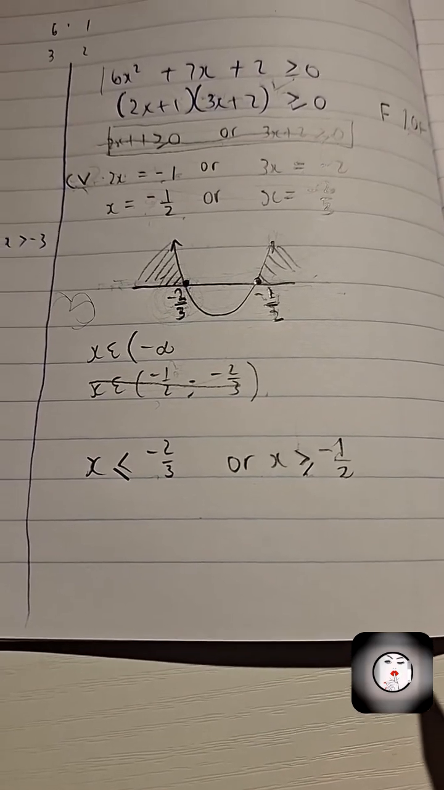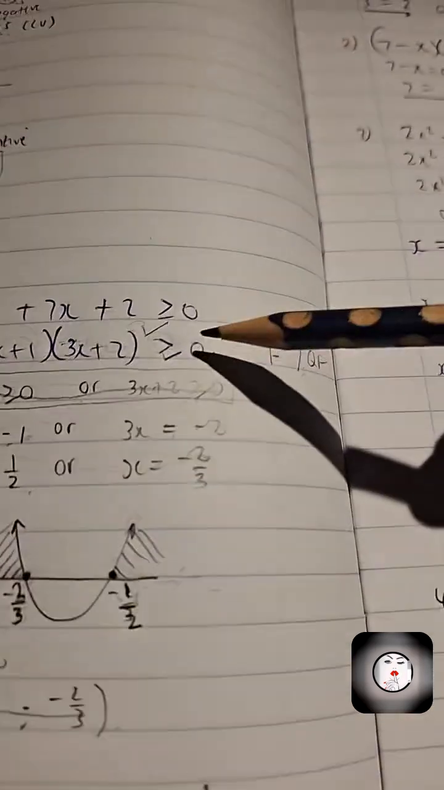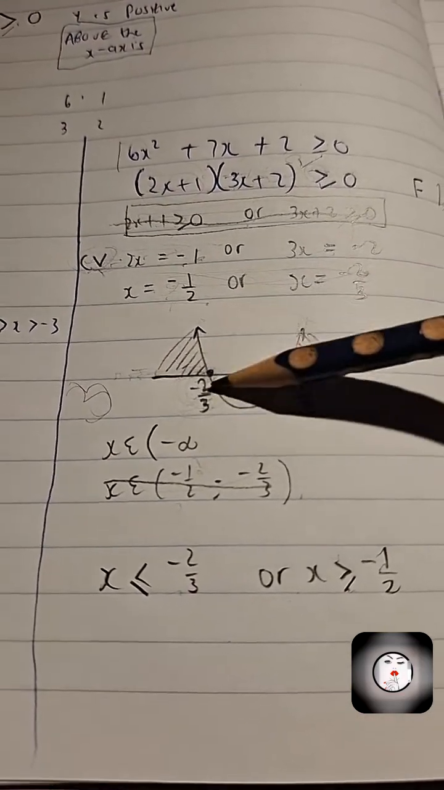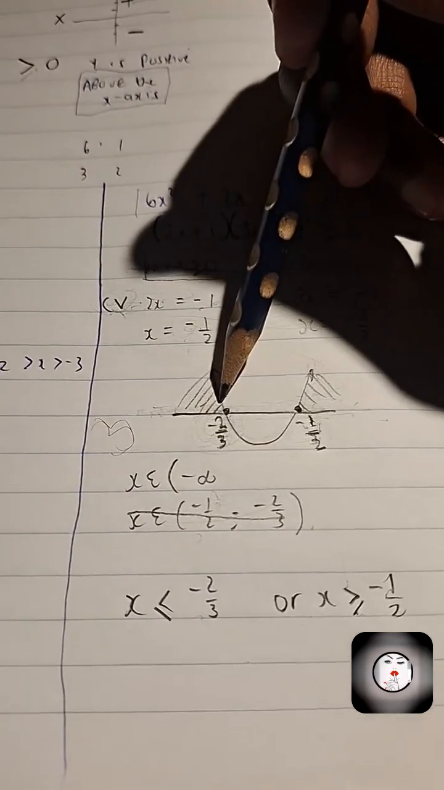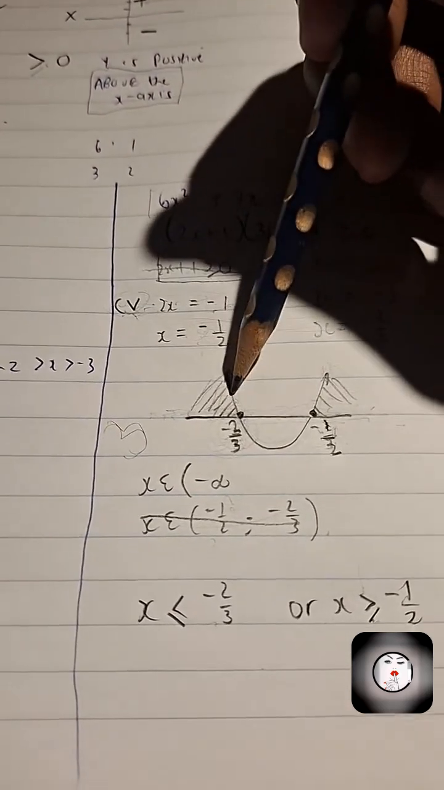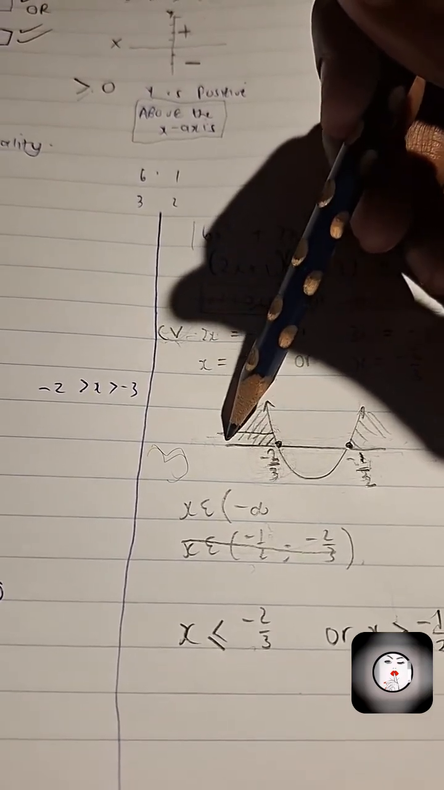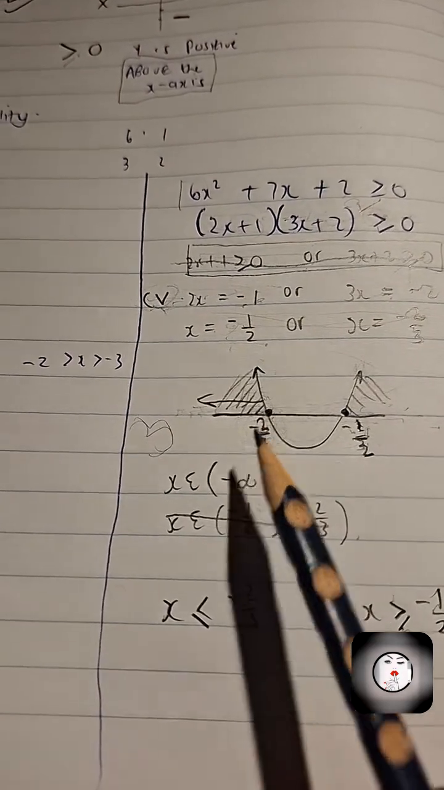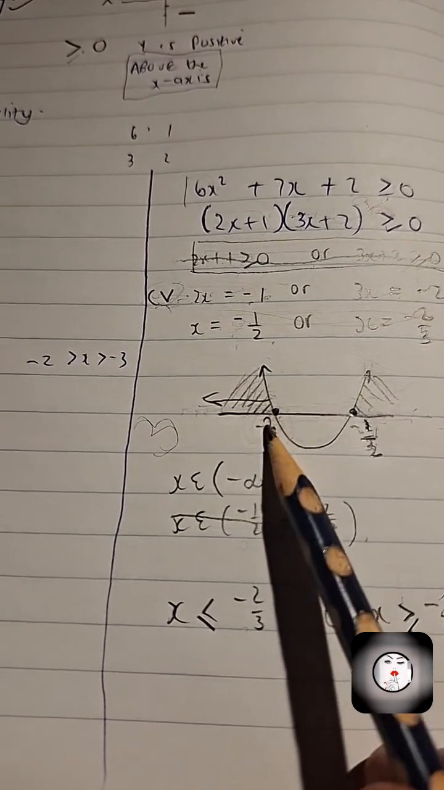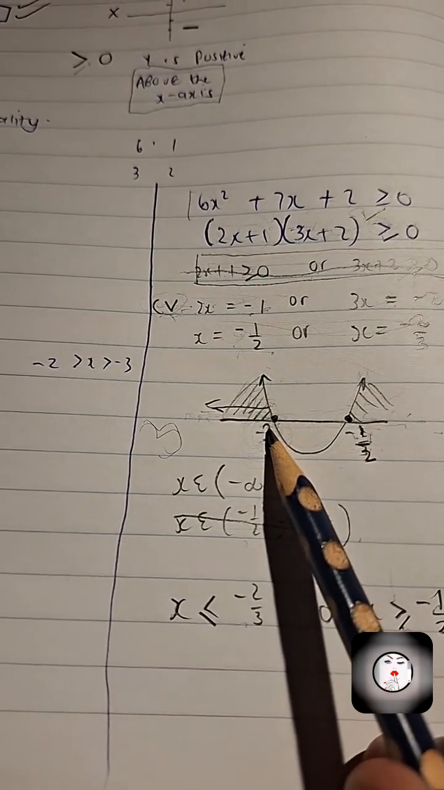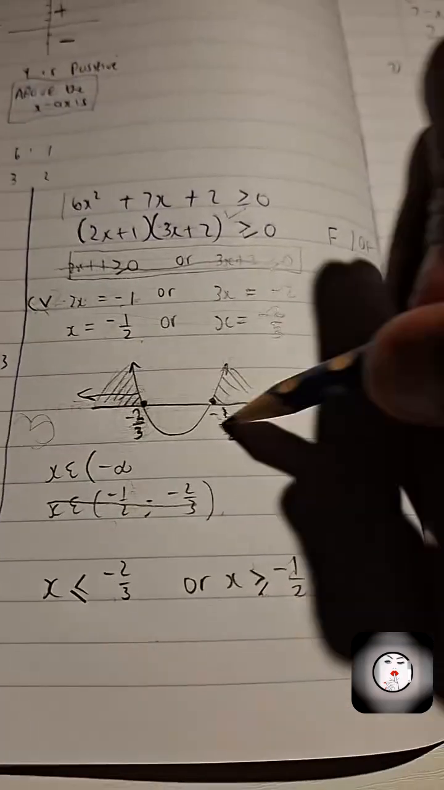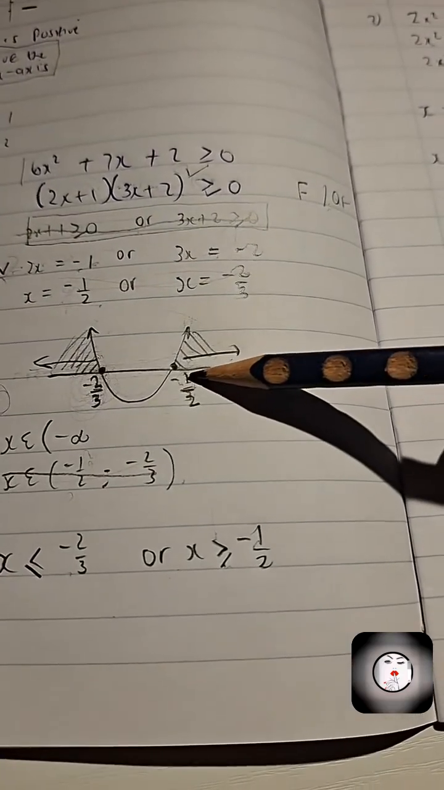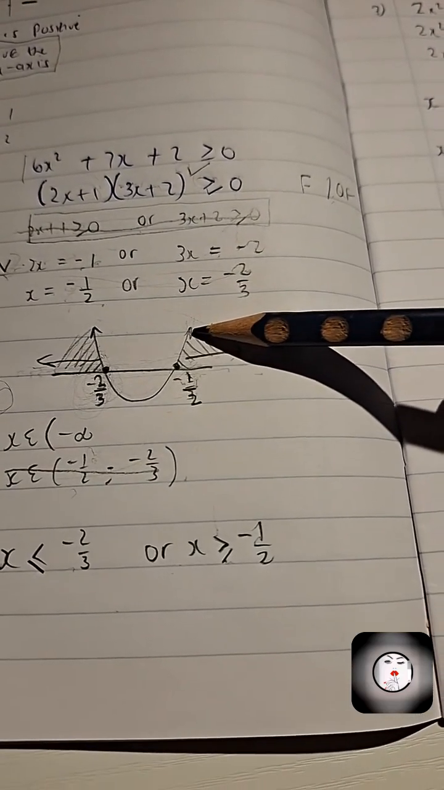Yes. So when we say greater than or equal to 0, that means above the x-axis. Above the x-axis means this region, the region on this side of the critical value. All these values on this side are values less than negative 2 over 3. And then this region as well shows our function being above the x-axis.